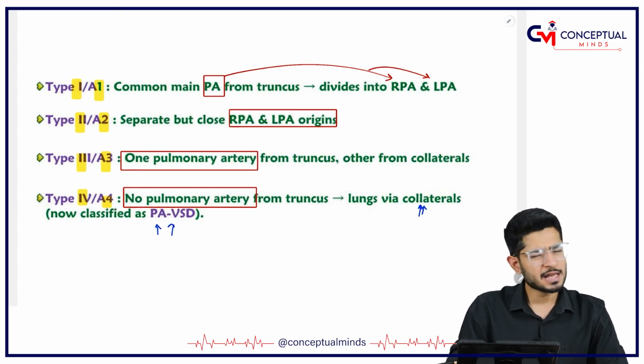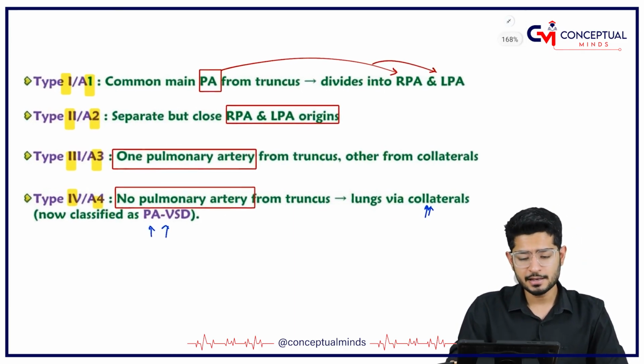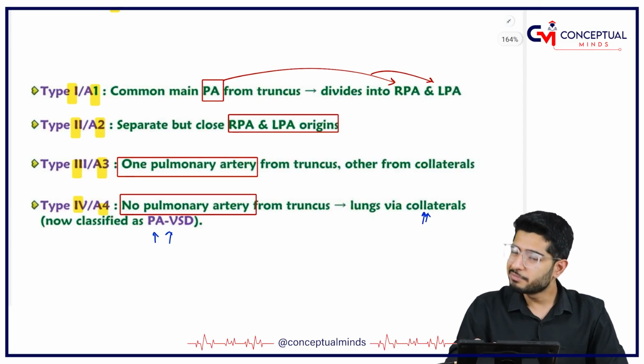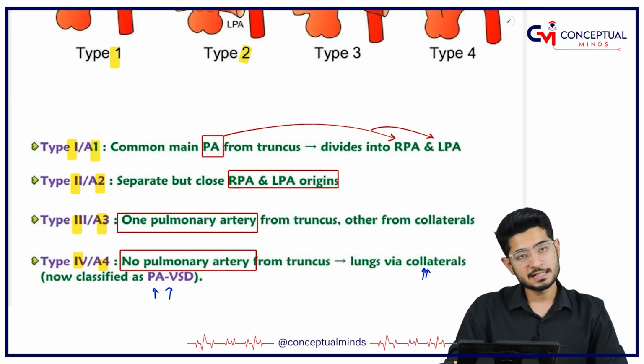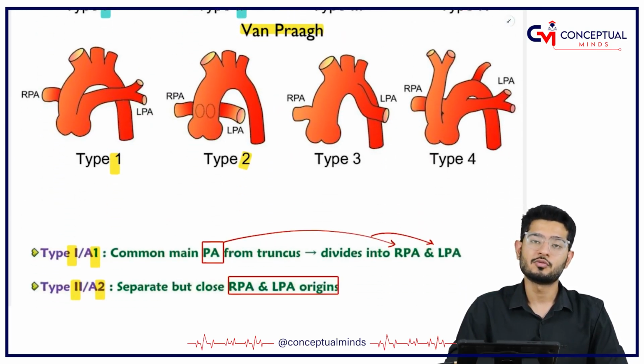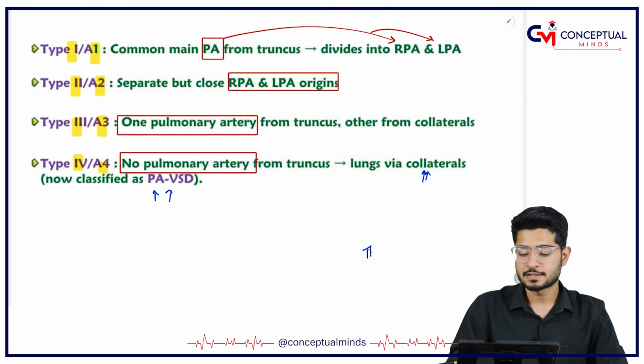Anyways, this is actually a PG topic, not for you guys, but I still mentioned it because sometimes if you're giving an extremely good viva, this classification, the Van Praag and Collett-Edwards classification, is something which your examiner can ask.